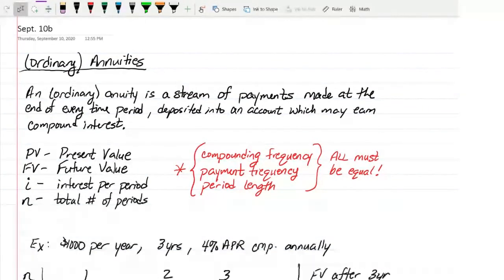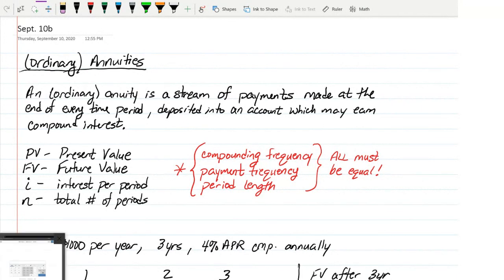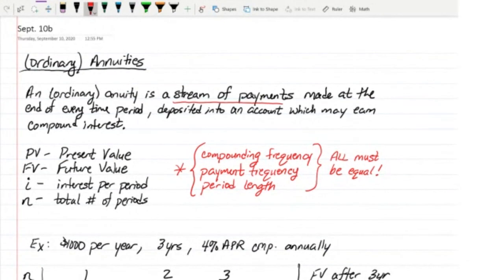An ordinary annuity is a stream of payments. I'm going to underline that because I want to emphasize that unlike the previous scenarios, this is a stream of payments. So I can't talk about a single present value, because that present value is going to be worth different amounts. It's going to be a different value every time we add a little bit more money to the account. Well, the present value is going to change, right? So that's why we can't use the previous formulas.